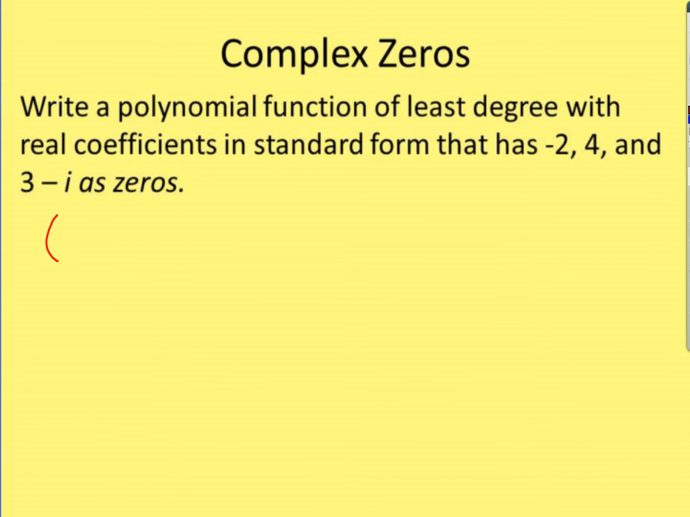Remember, when you put something into the parentheses or take it out, you change the sign. So if I have an x that's negative 2, when I put it in the parentheses, it's going to become x plus 2. If I have an x of 4, when I put it in the parentheses, it becomes a negative 4.